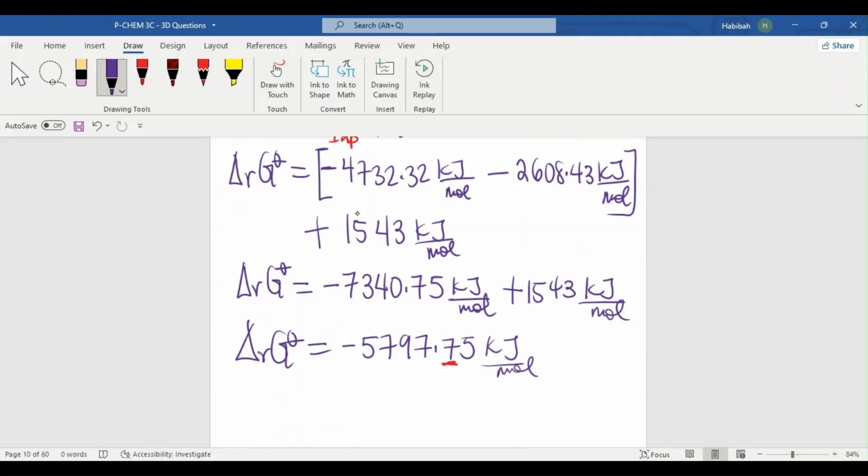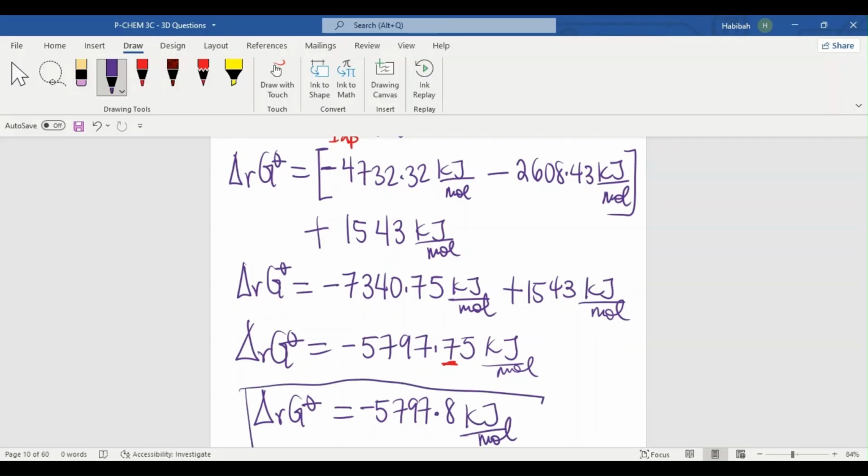So we have the Gibbs energy of reaction to be negative 5797.8 kilojoule per mole. And this is basically the answer to the second reaction.